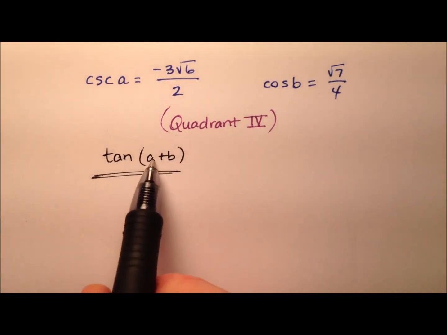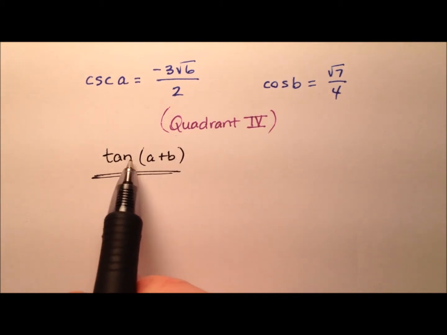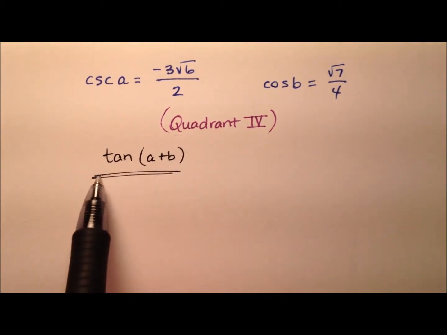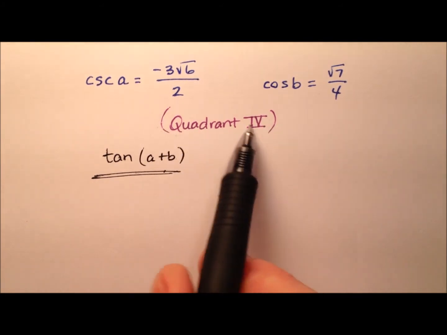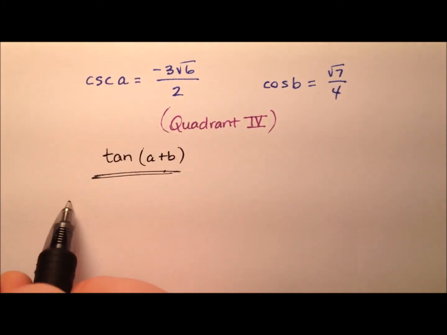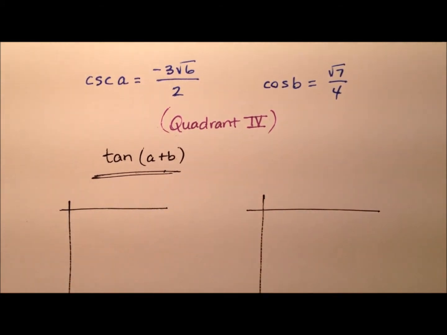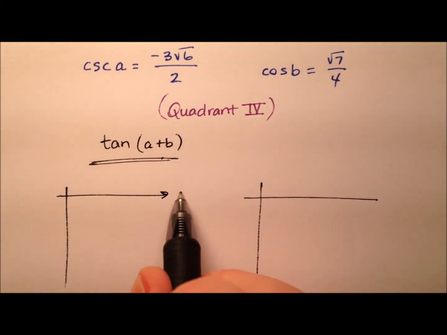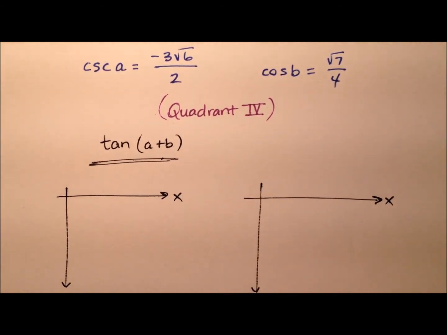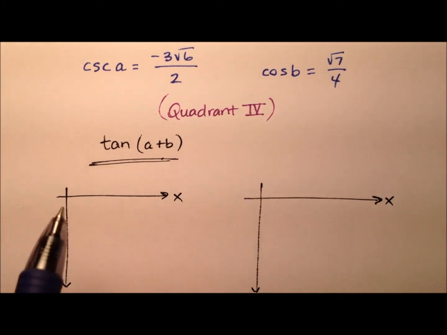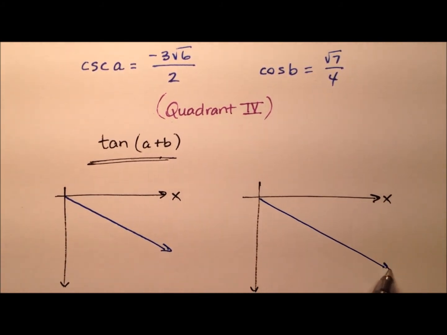Alright, so the tangent of A plus B. Well, I know I have a nice sum identity that I can use for tangent, but before we get that far, we need to draw a couple of reference triangles in the fourth quadrant, one for angle A and one for angle B. So let's go ahead and draw a couple of fourth quadrants here. And so we see the x-axis and the y-axis in both cases. And drawing these angles down into the fourth quadrant will look something like this.